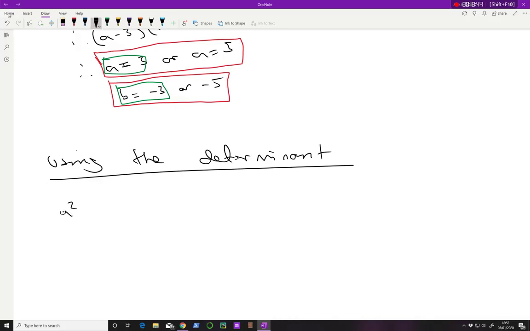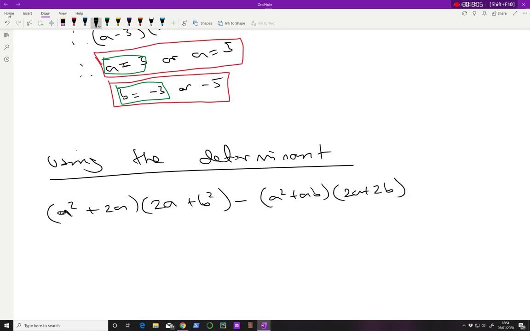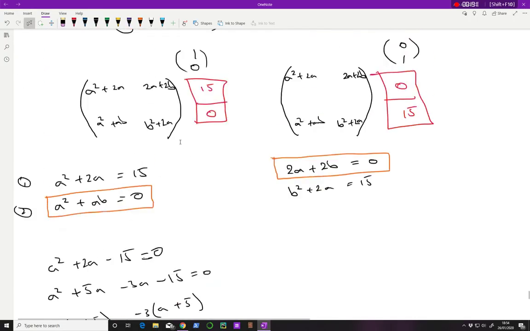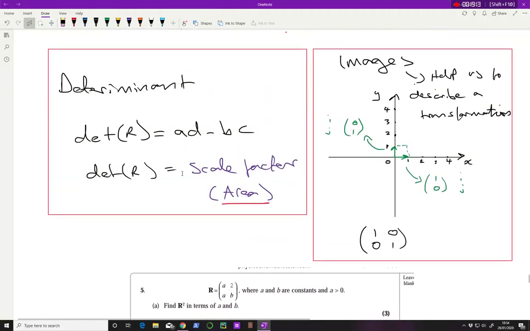So a squared plus 2a times b squared plus 2a, minus a squared plus ab times 2a plus 2b. Okay, now what do I equal that to? Well, going up again, I wrote here that it equals the area scale factor. It's not just simply the scale factor, it's the area scale factor. But what did I write over here?